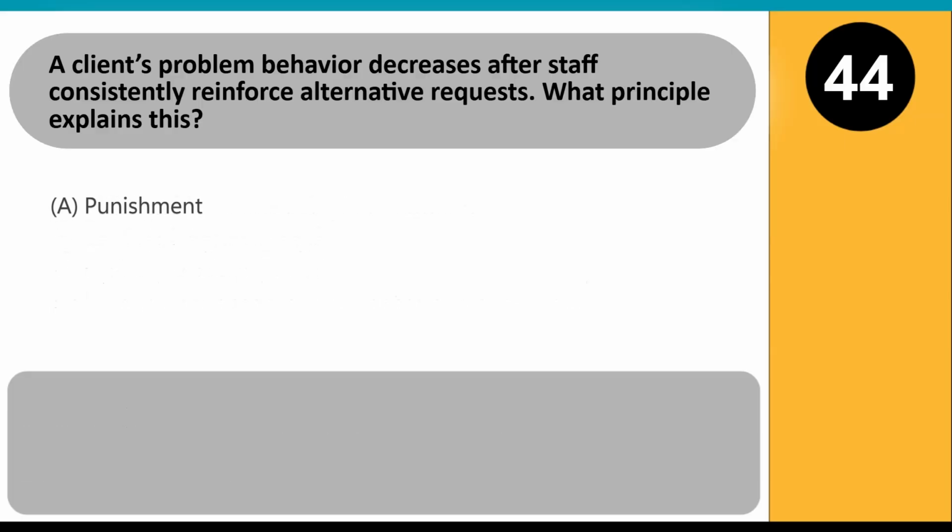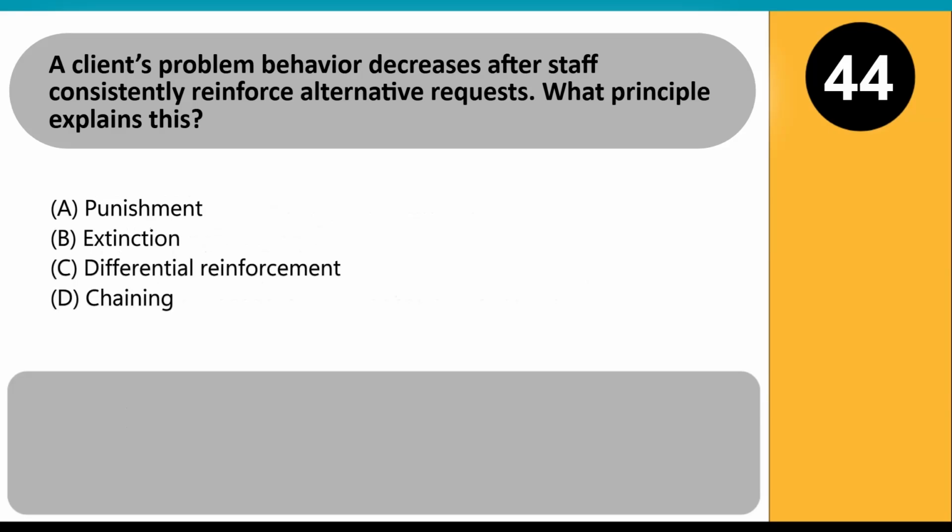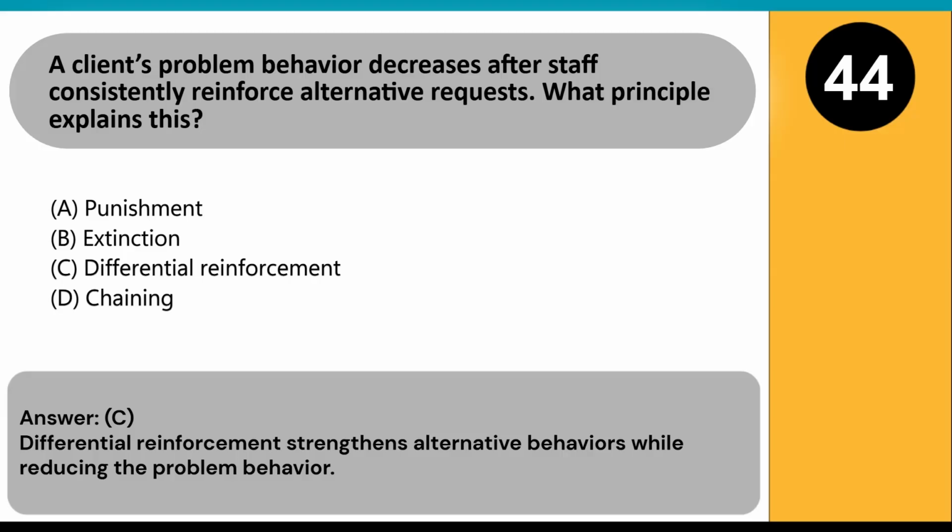A client's problem behavior decreases after staff consistently reinforce alternative requests. What principle explains this? A. Punishment. B. Extinction. C. Differential reinforcement. D. Chaining. Answer C. Differential reinforcement strengthens alternative behaviors while reducing the problem behavior.